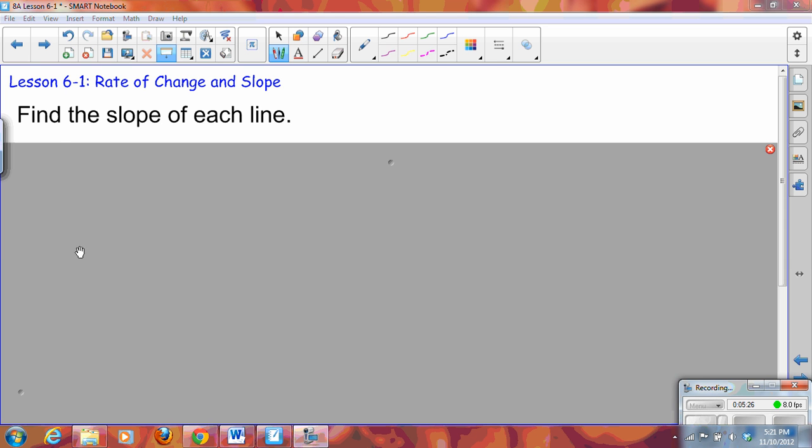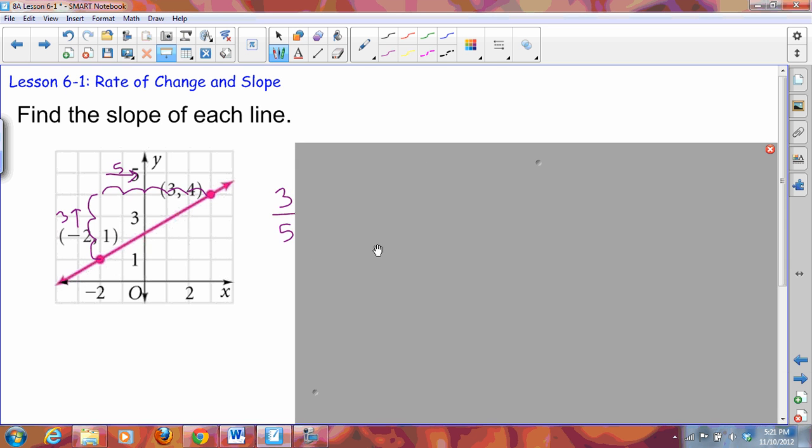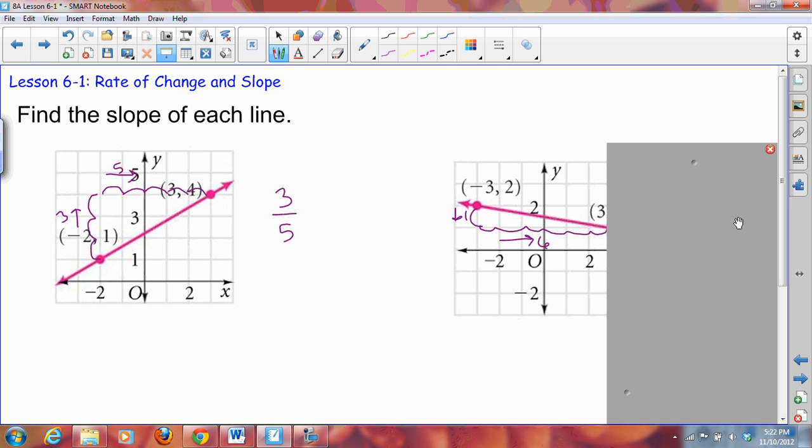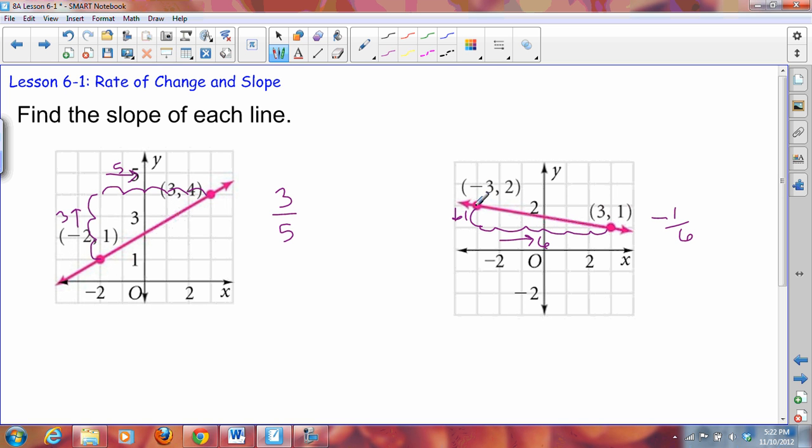Okay, let's see how you did. On the first one, from this point to this point, I went up 3 and right 5. So that means that my slope is 3 over 5, because you always put the vertical change on top. Okay, and on my second one, I went down 1 and to the right 6. So it's negative 1 over 6.